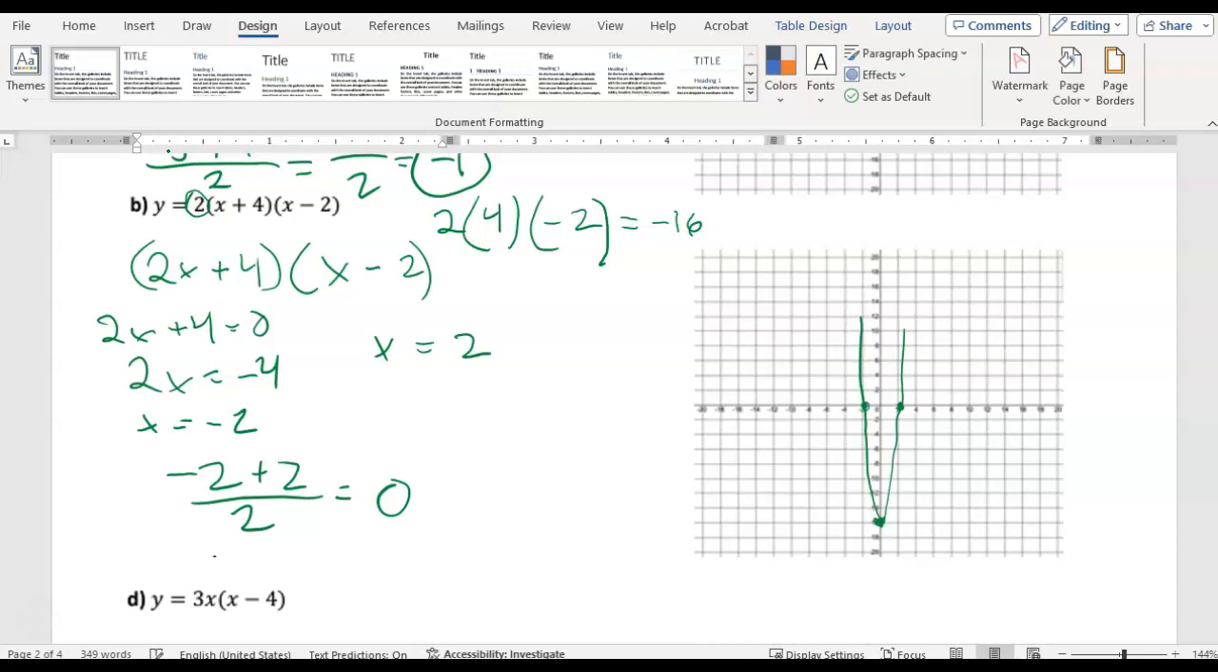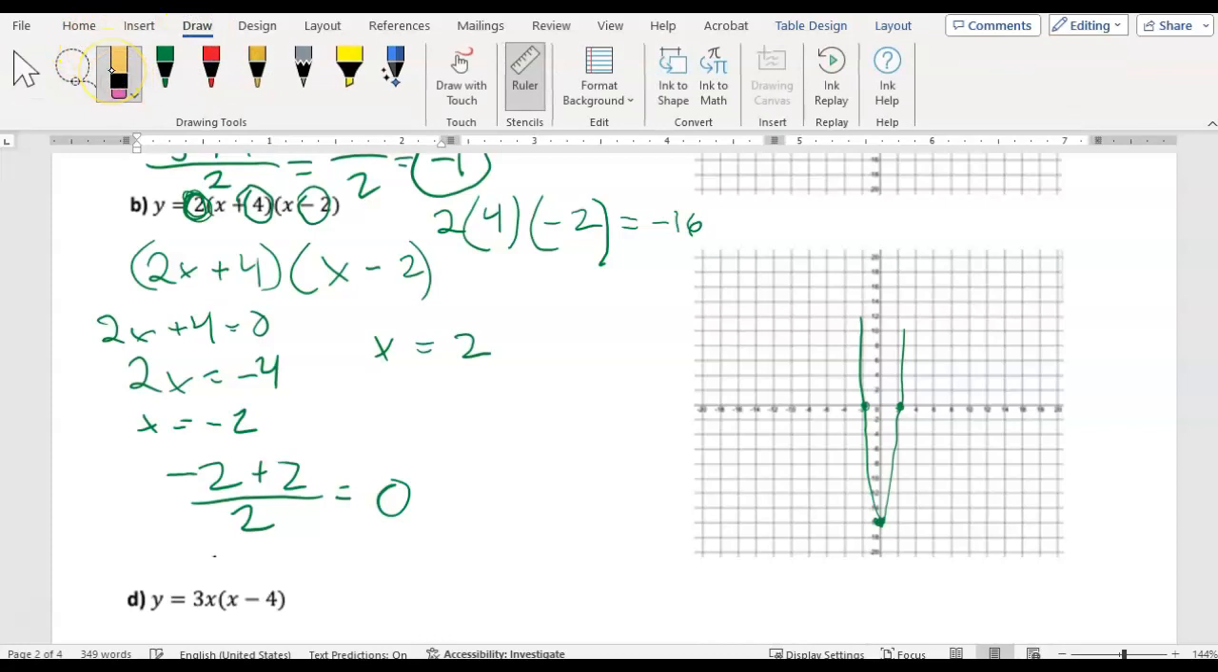And so you can sketch your graph like this. And you'll see that, and notice we have 4 times -2, which is -8. But we also have to multiply this 2 here. And so this would be -16. And so you can see that that would be our constant there if you were to multiply all of those together.